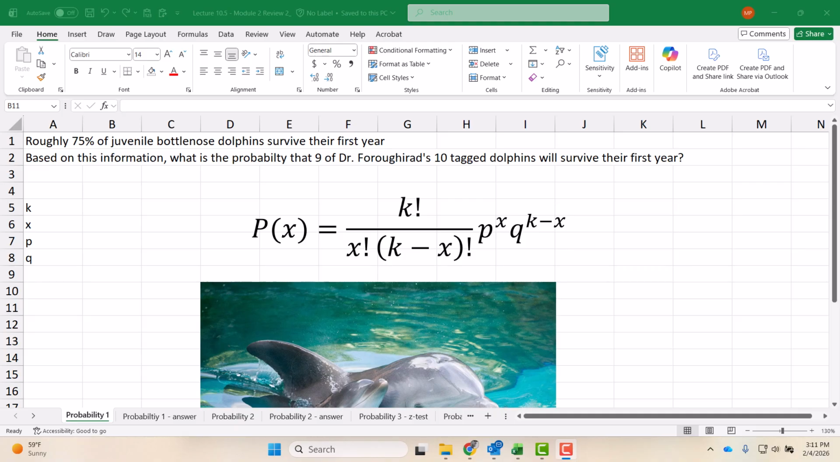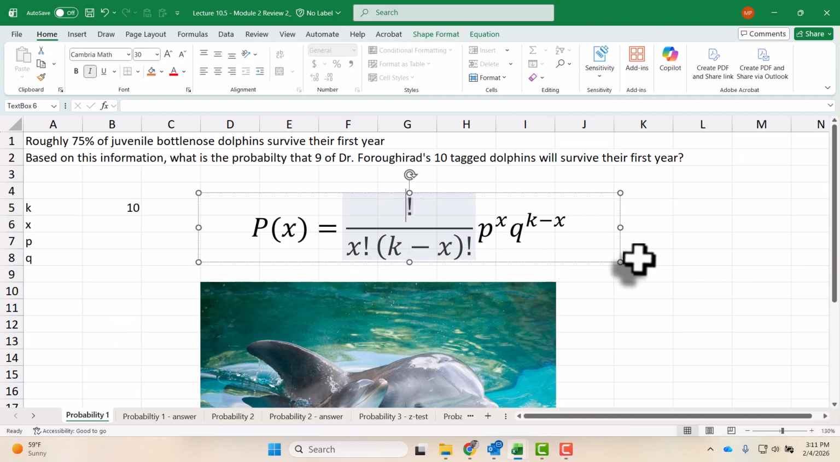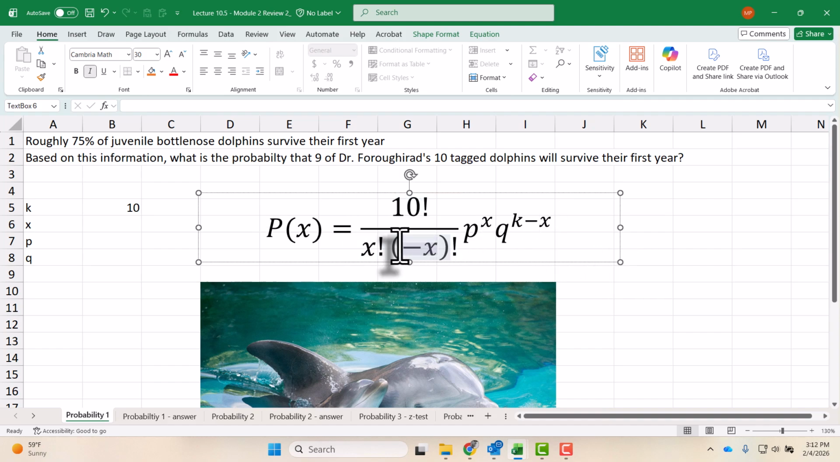So we can then assume that we're going to be using the formula that has x, k, p, and q in it. K being the number of sampling events, x being the events of interest, p being the probability of the event of interest occurring, and q being the probability of all other events occurring. Before we start solving the problem, we need to identify what k, x, p, and q are. So for the number of sampling events, here we're talking about the number of dolphins that Dr. Farugurad has tagged. That's going to be 10. So we can put 10 into our formula in each of the spots where we have k.